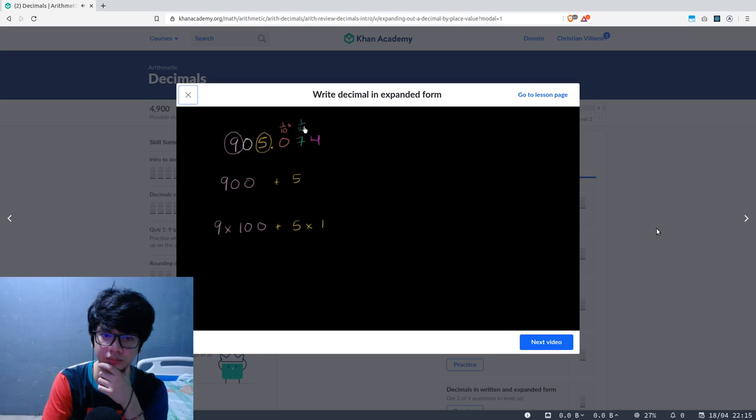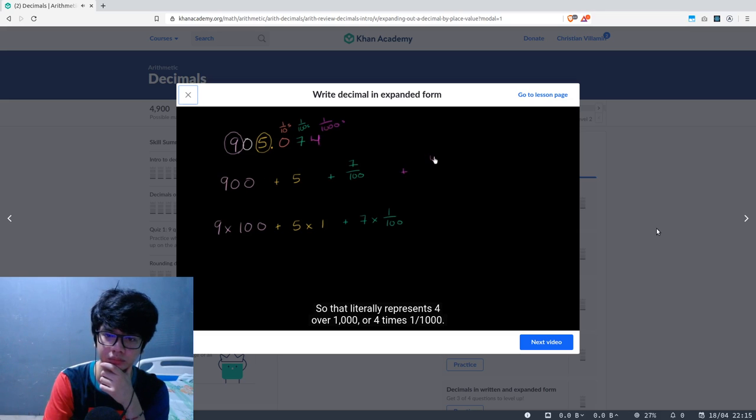Now we go to the hundredths place. So this literally represents 7 hundredths. So we could write this as 7 hundredths, or 7 times 1/100th. So plus 7 times 1/100th. And then finally, we go to the thousandths place. And we have 4 thousandths. So that literally represents 4 over 1,000, or 4 times 1/1000th. Notice, this is coming from the thousandths place.